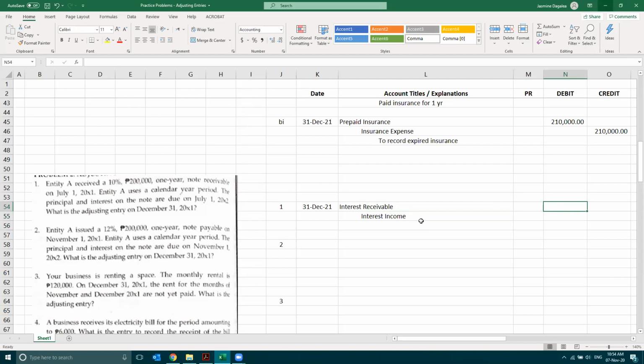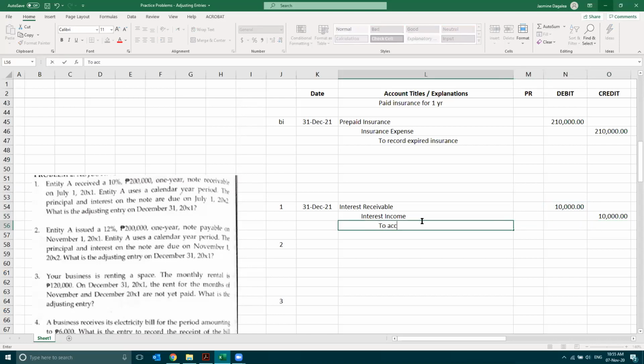How do you compute it? It says you received it on July 1, so from July 1 to December 31 you will earn interest income. Let's compute the interest first: 200,000 times 10% times 6 over 12, for July to December, 6 months. So 10,000 is your interest accrual.